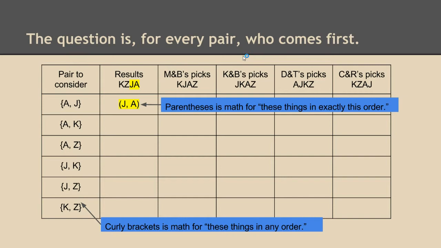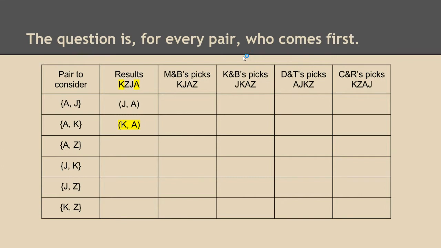So first, between Allie and Jacoby, we know Jacoby came first. Then between Kelly and Allie, we know that Kelly came first. Between Allie and Zendaya, we know that Zendaya came first. Between Jacoby and Kelly, Kelly came first. Between Jacoby and Zendaya, Zendaya came first. And between Kelly and Zendaya, Kelly came first. Now, I won't make you sit through all the rest, we'll just fill it all out.